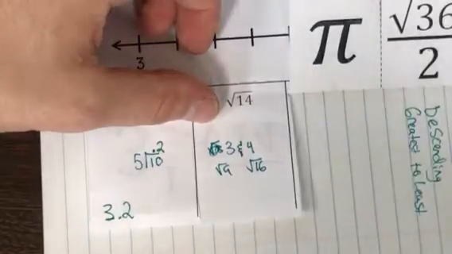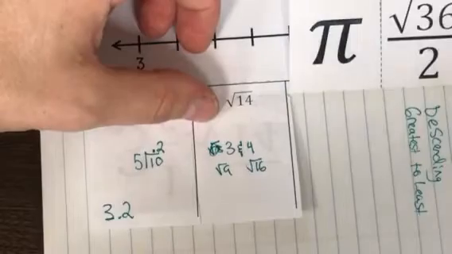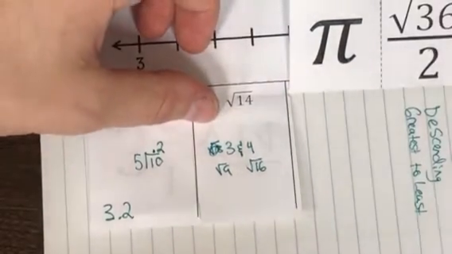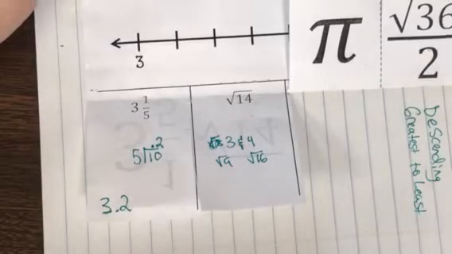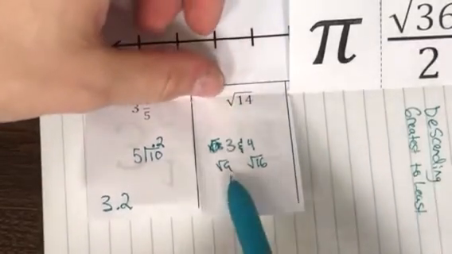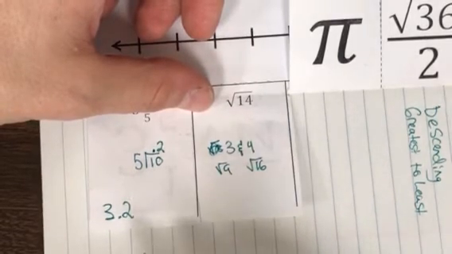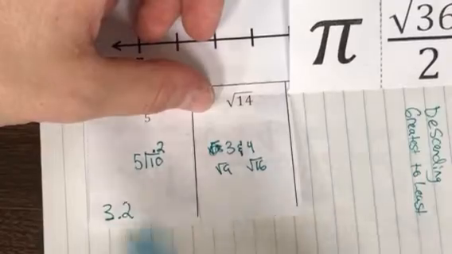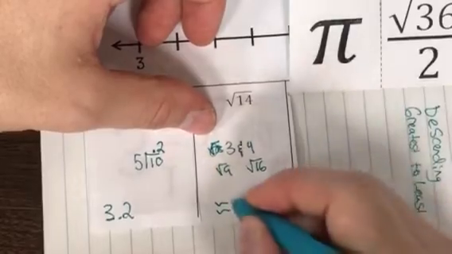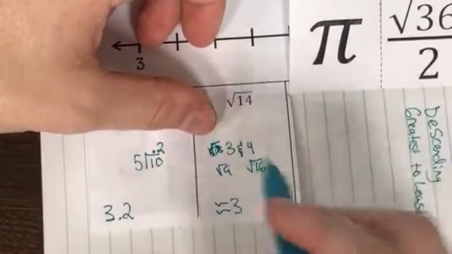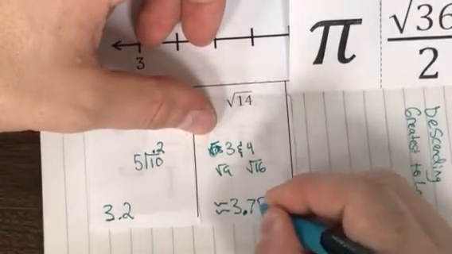So when we have an issue like this, what we're just going to do is go ahead and estimate, because we don't have calculators, so we're not going to be able to figure out the exact number here. We could do a guess and check, but we're just going to estimate instead. So is the square root of 14 closer to 9 or 16? It's closer to 16, right? It's only 2 away. So what we're going to say is this is roughly 3, because it's got to be more than 3 but less than 4. So it's 3 point something, right? So we're going to say this is roughly 3.75, okay?